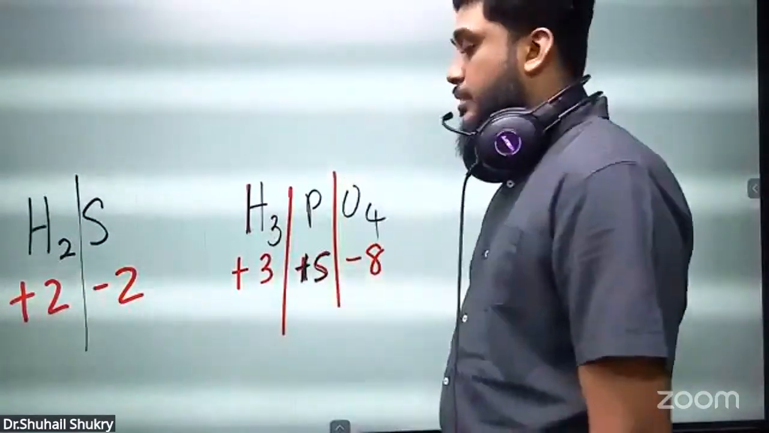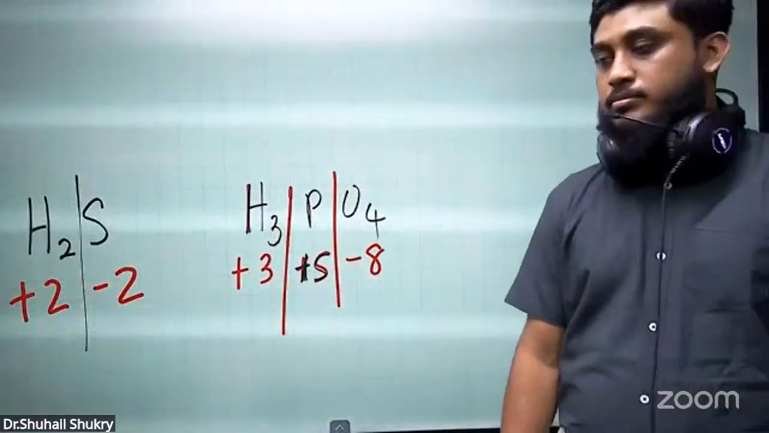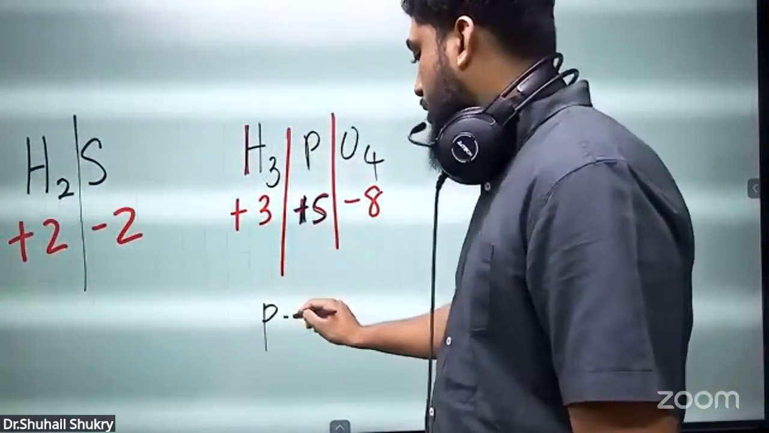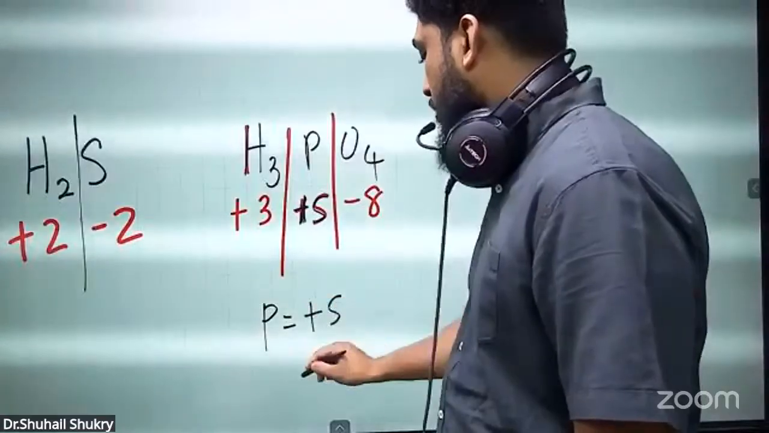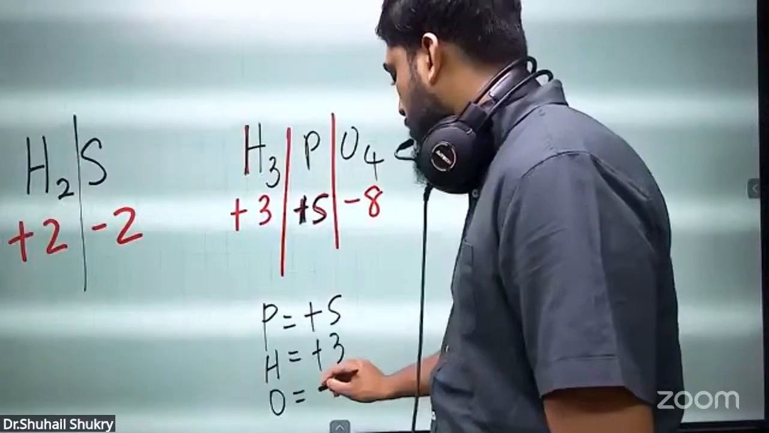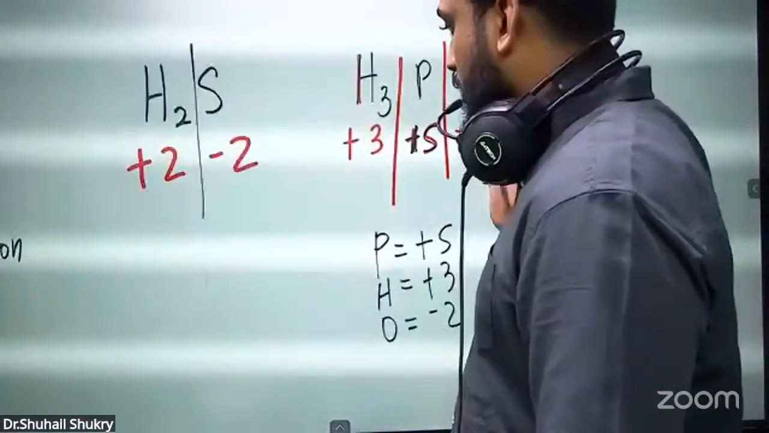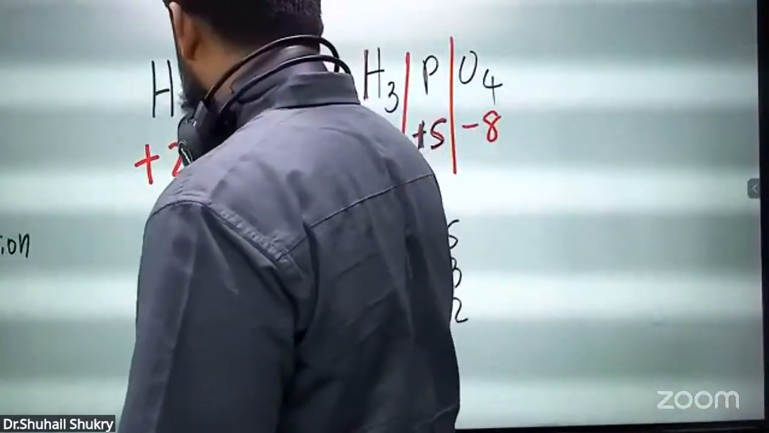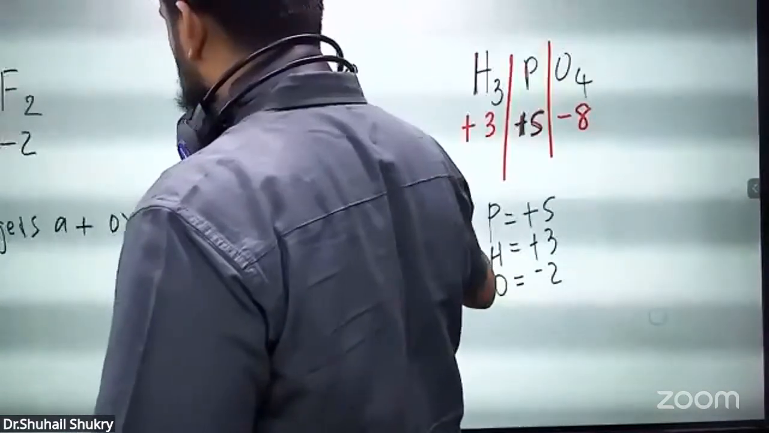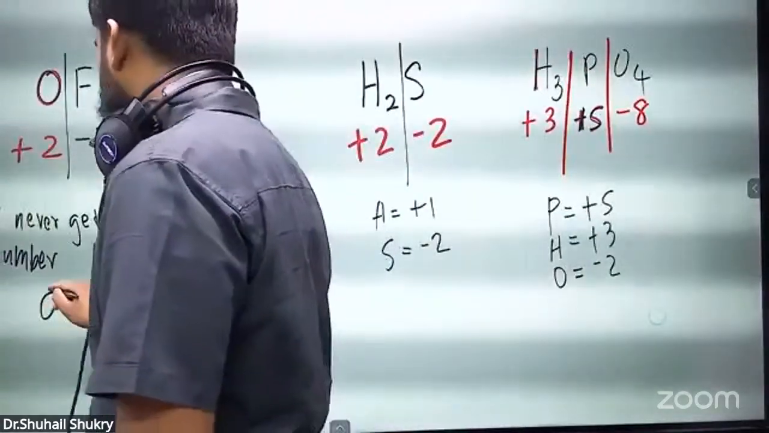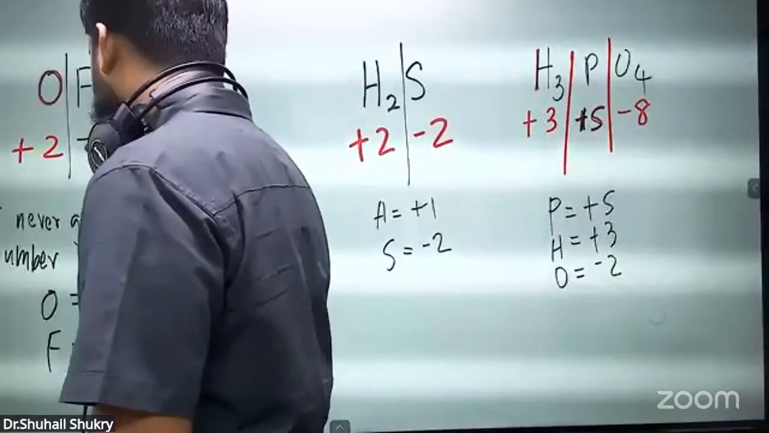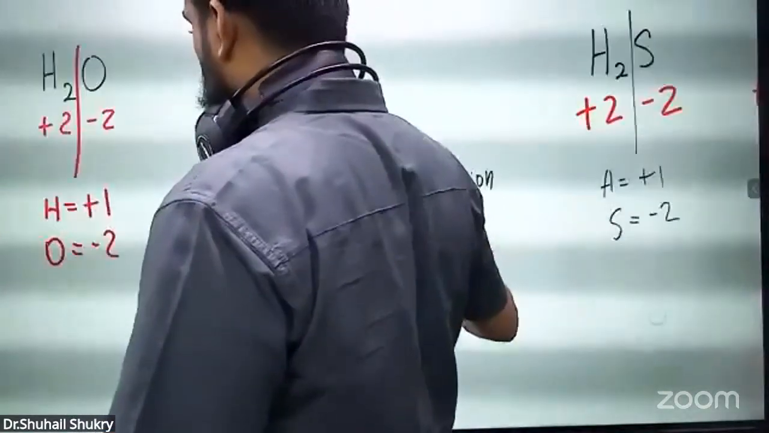Did you understand clearly? Is it 100% okay? So these are the ways you have to think. You can write phosphorus is plus 5. One hydrogen is plus 1. One oxygen is minus 2. Same way you can write here hydrogen is plus 1. Sulfur is minus 2. Here oxygen is plus 2. Fluorine is minus 1.